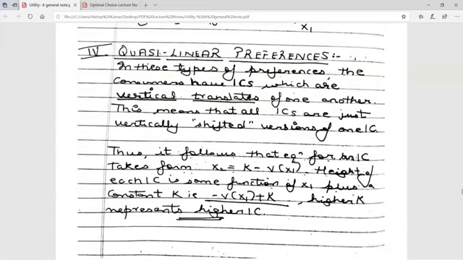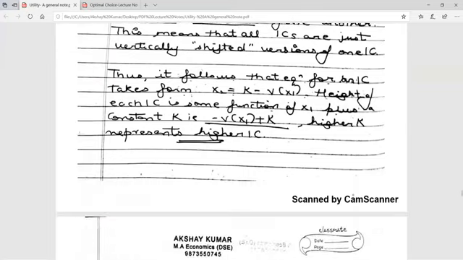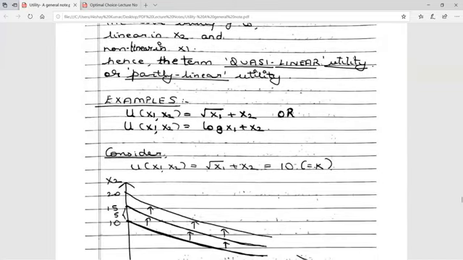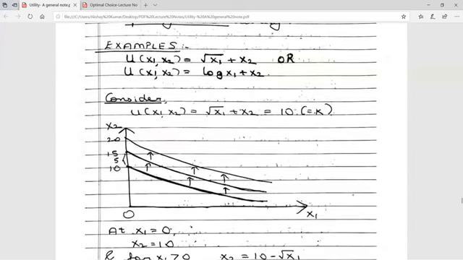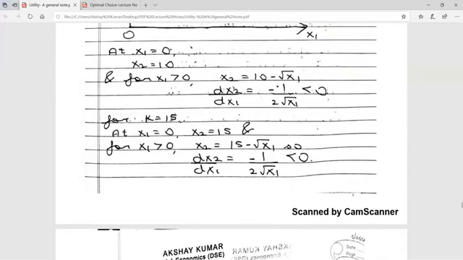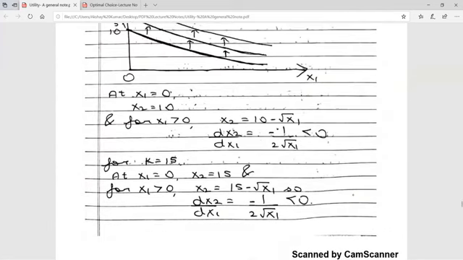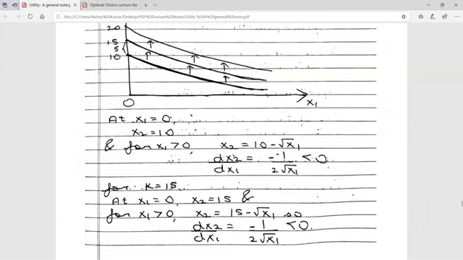You can see the definition. Okay, the example you can see. One example is root x1 plus x2. Another example would be log x1 plus x2. That is also an example. You can see we have drawn the indifference curves. I have chalked out dx2 by dx1 for you. d square x2 by dx1 square I haven't calculated in the handout, but we have done it on the whiteboard. In case anyone needs the whiteboard, I'll put it on the group.